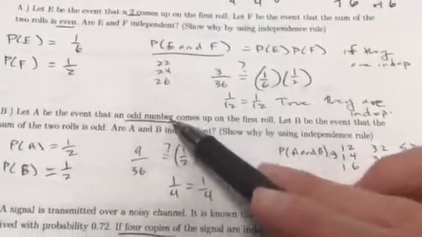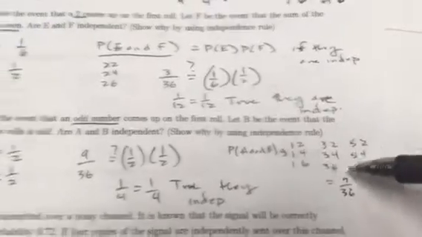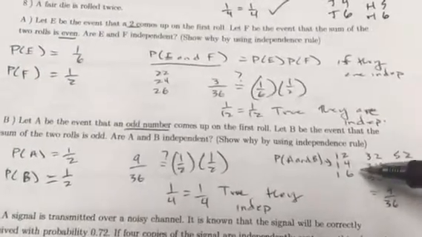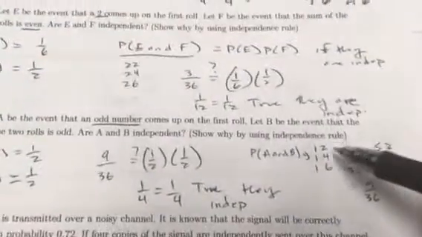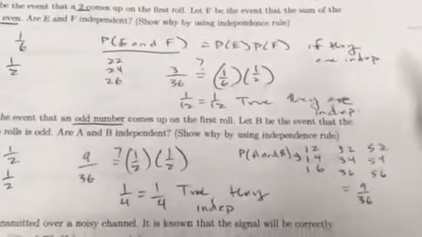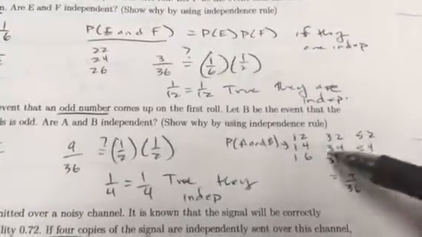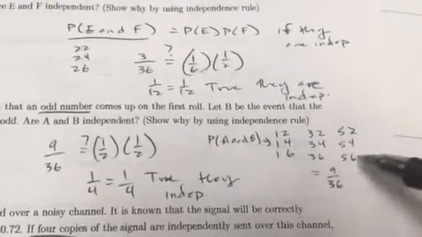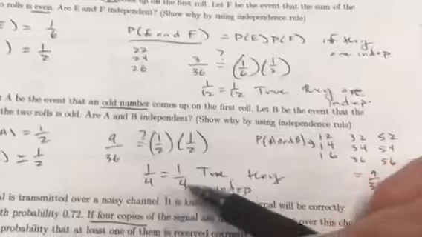That means I need to roll an odd number on the first roll: 1, 1, 1, 3, 3, 3, 5, 5, 5. And the sum of the 2 rolls needs to be odd. The only way to get an odd sum if my first number is odd is if my next number has to be even. That's why I have 1,2; 1,4; 1,6; 3,2; 3,4; 3,6; 5,2; 5,4; 5,6. That's 9 out of 36, which is a fourth. Oh my gosh, a fourth is a fourth. Those two events are independent.